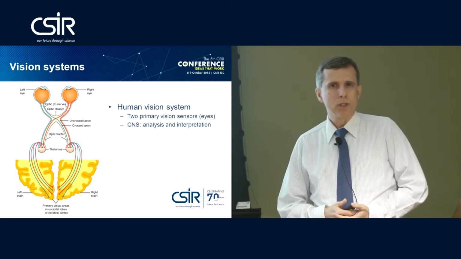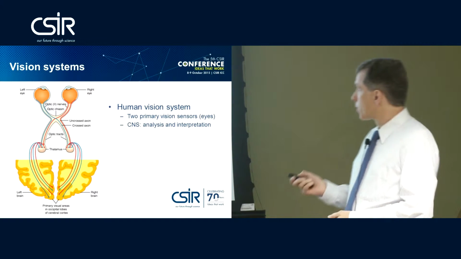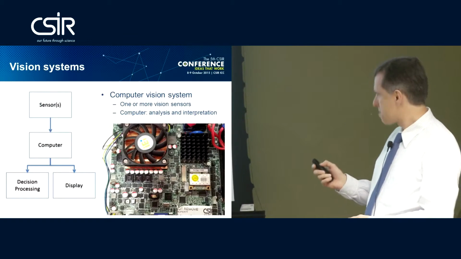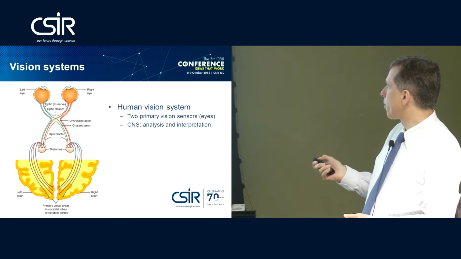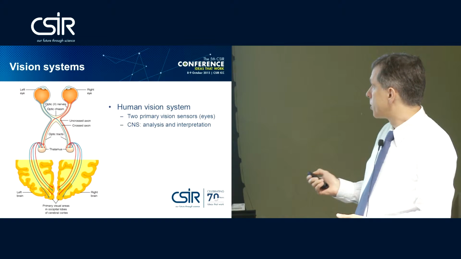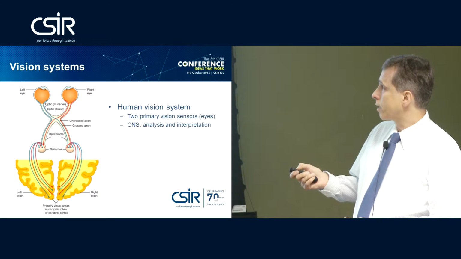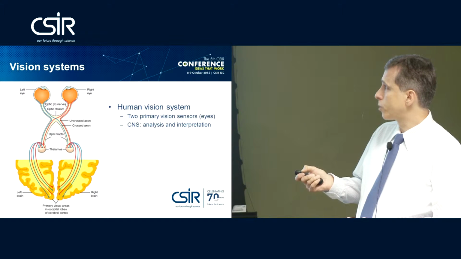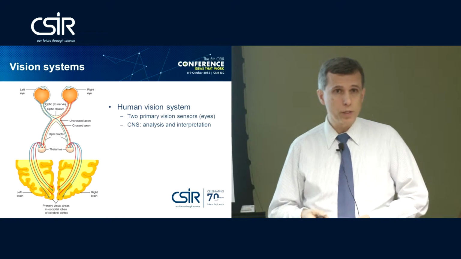If you think about vision systems in general, a great example is the human vision system. We have two primary vision sensors, which are our eyes, and of course the central nervous system, or the brain, which does the analysis and interpretation of that visual information. So light entering from the environment finds some photosensitive receptors in the eye. It's converted into a signal then, which is propagated along neural pathways down to an interpretation center here in the occipital lobe, and that's where that analysis and interpretation is done.